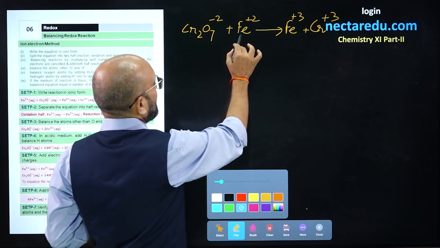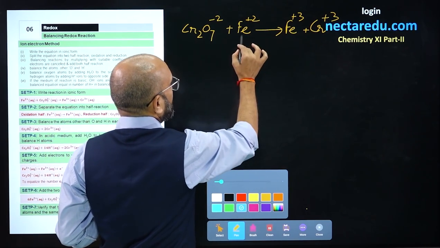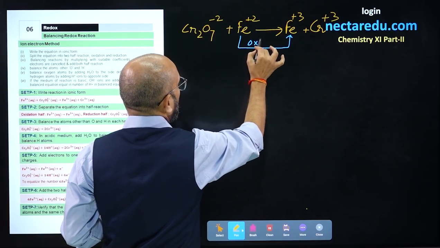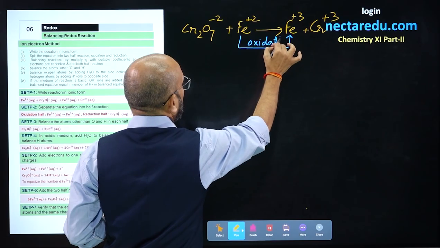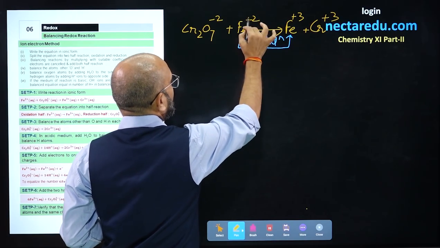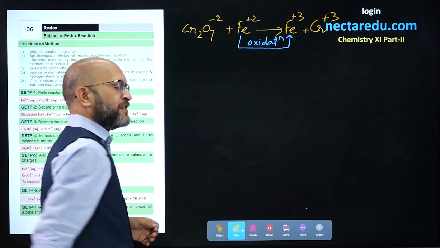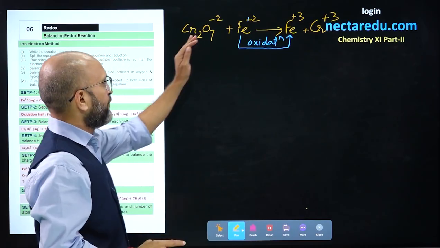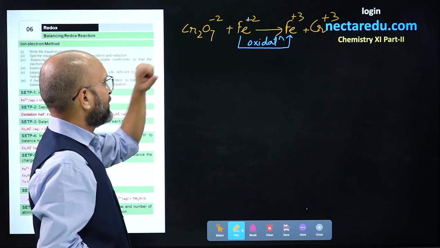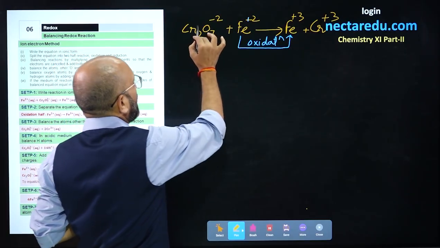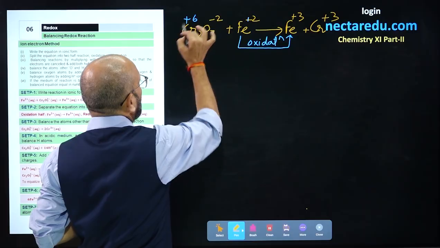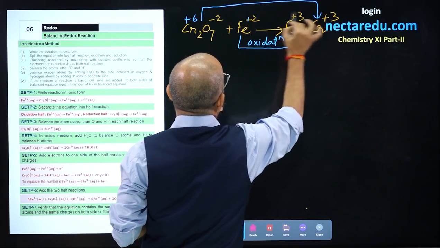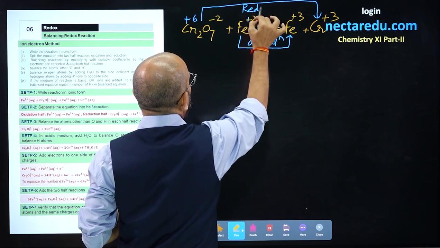So iron is in +2, it is going to +3. So this is oxidation. I think you are very much sure. Increase in oxidation number, +2 to +3, and increase in oxidation number means it is undergoing oxidation. So Fe2+ to Fe3+ is oxidation, and in dichromate +6 is the oxidation state of chromium, and it is going to chromium +3. So this is basically reduction.